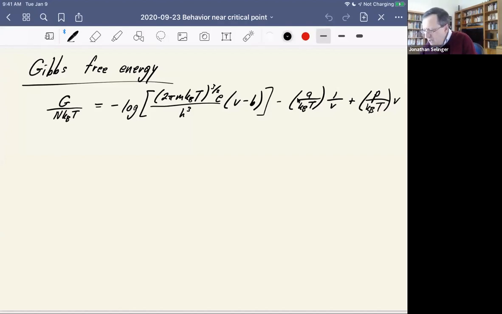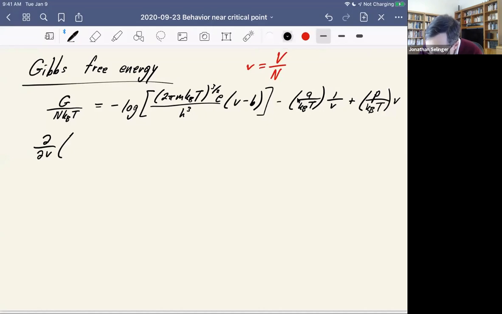Okay, so here is the Gibbs free energy that we derived earlier. All right, and so now I need the derivatives of this thing. Okay, so we want the derivative with respect to little v. You remember this little v is the volume, total volume divided by the number of molecules, right? So it's the volume per molecule.